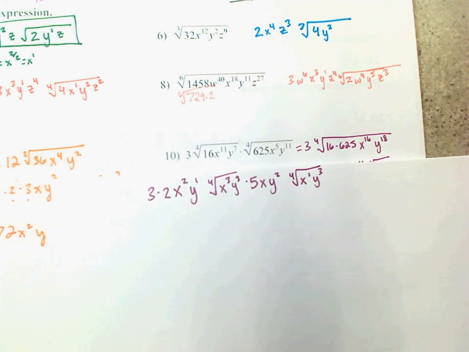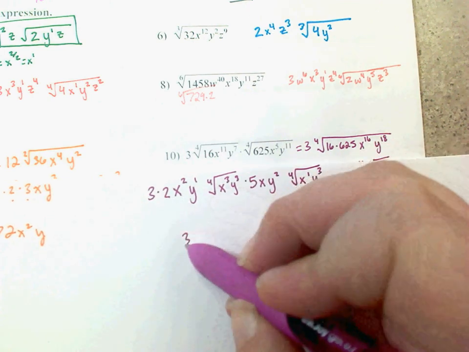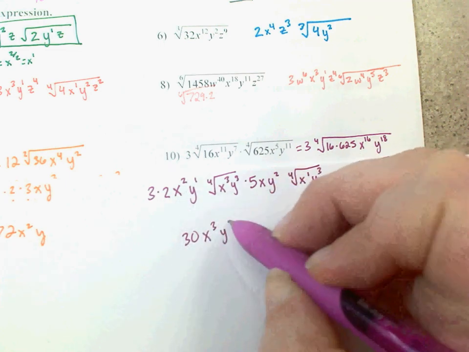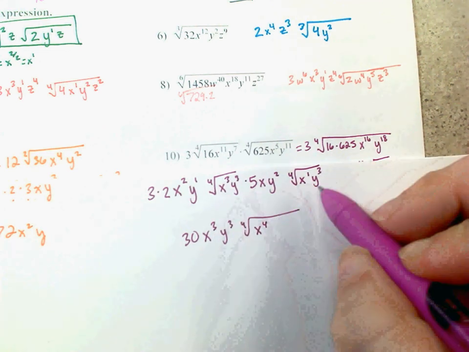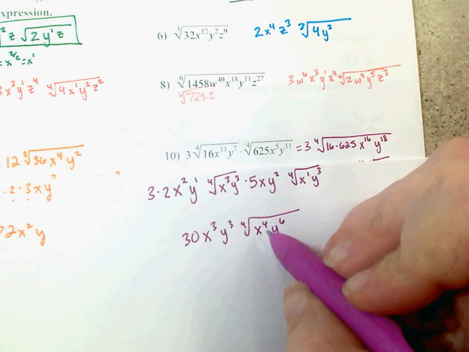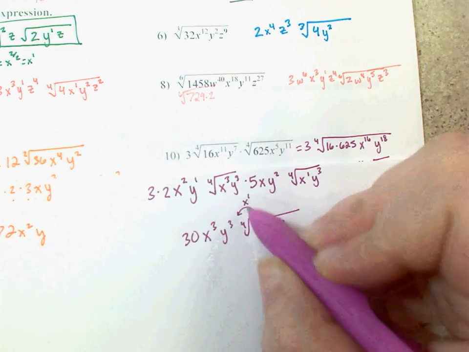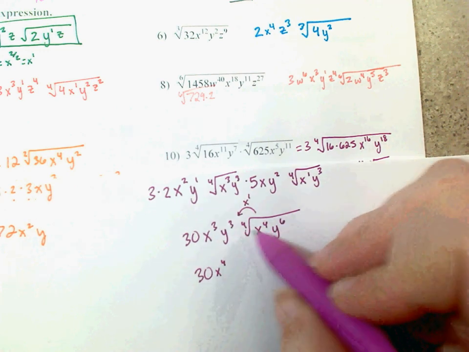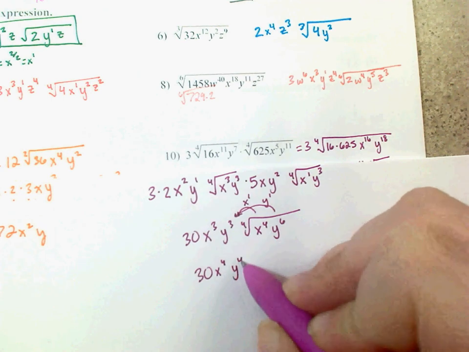So I've got 3 times 2, which is 6, times 5, which is 30. X squared times x is x cubed. Y times y squared is y cubed. And now I've got the 4th root of, I've got to combine these as well, x to the 4th and y to the 6th. So now I have to simplify again. 4 goes into 4 one time, which means I bring another x out. X to the 1st, which combines with this x to make 30x to the 4th. And then 4 goes into 6 one time. So I have to combine that and say y to the 4th, leaving me with 2 left over.